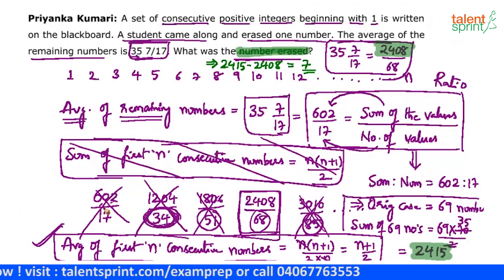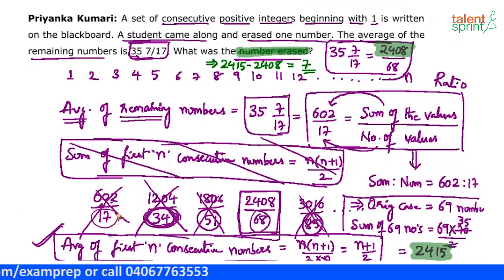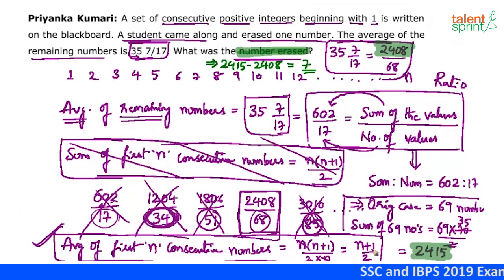My point here is, if we consider 602 by 17 to be correct, we are saying that the remaining numbers are 17. If the remaining numbers are 17, total numbers are 18 because only one number was erased. Total number is 18, right? What is the average of the first 18 numbers? It is 18 plus 1 by 2, which is 19 by 2, which is 9.5.